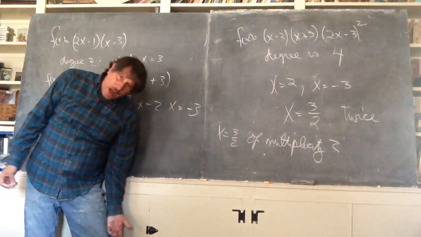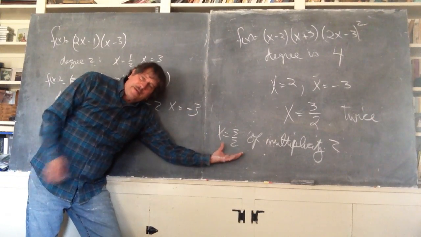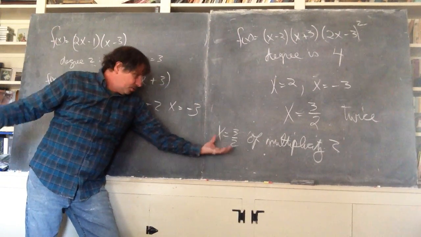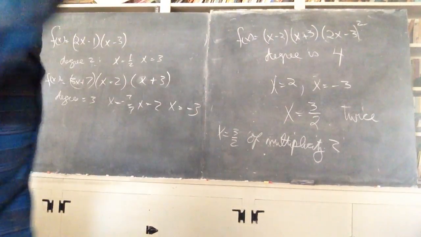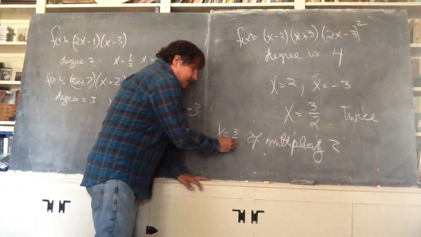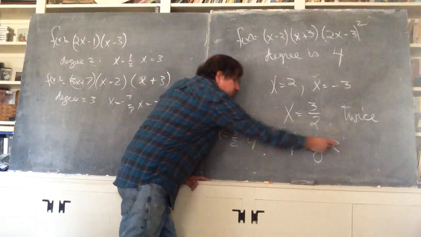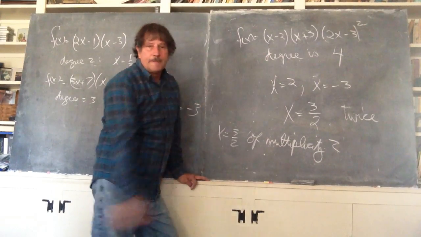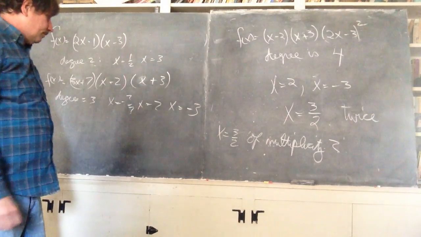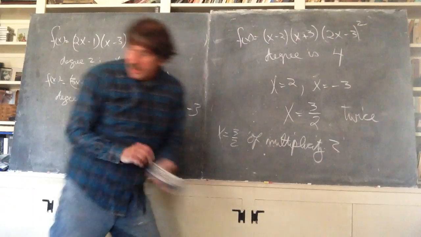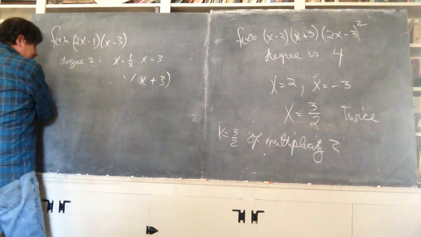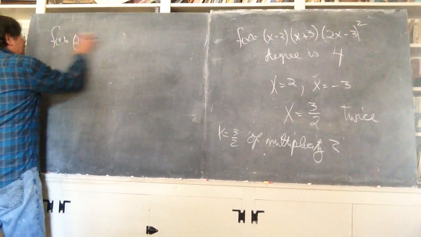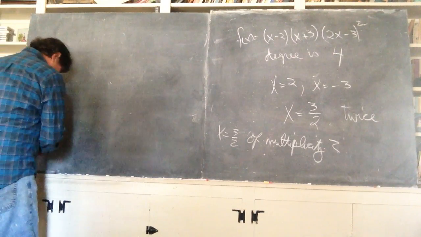Because it occurs twice. Now, when the multiplicity happens, the graph does certain things. In this case, it's multiplicity 2, so it would just hit it and go back up once. Okay, so that's multiplicity. And then I'm just going to mention the end behavior of these things again.